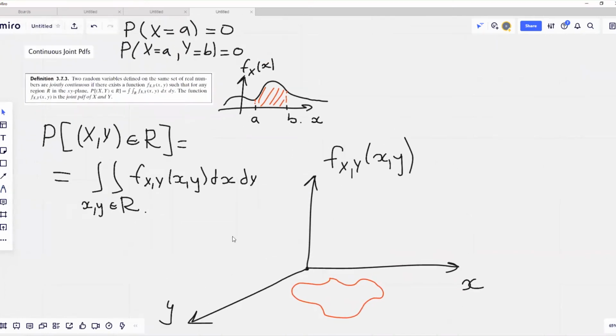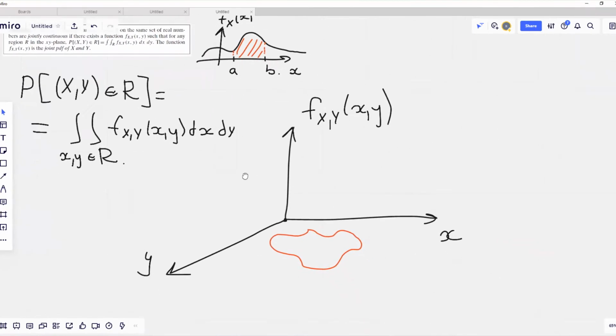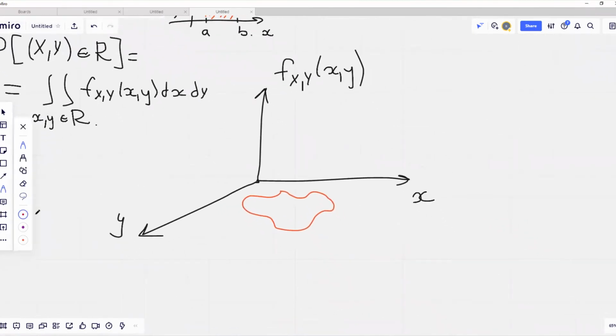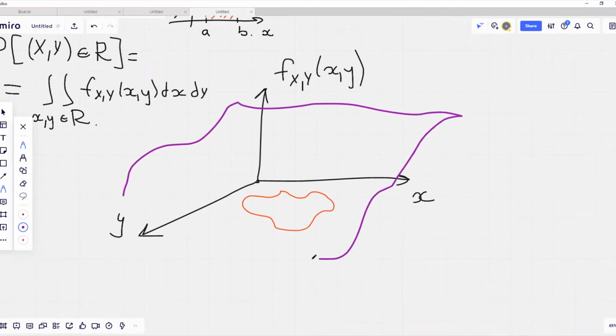In the case when we were working with a single random variable, the PDF is represented as a curve. Now, in our bivariate case, a PDF will be represented as some surface over the xy plane. So let's denote it here as this purple surface. Obviously it can extend infinitely.